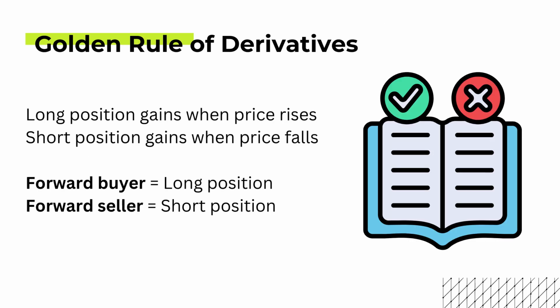Golden rule. Remember this rule. Long position gains when price rises. Short position gains when price falls. Forward buyer equals long position. Forward seller equals short position. CFA loves this concept. You will see this everywhere.